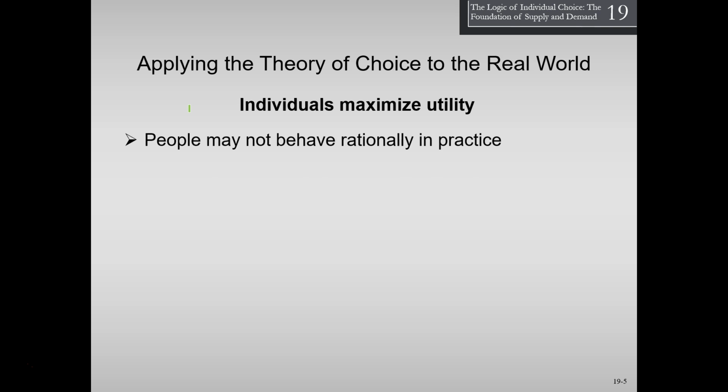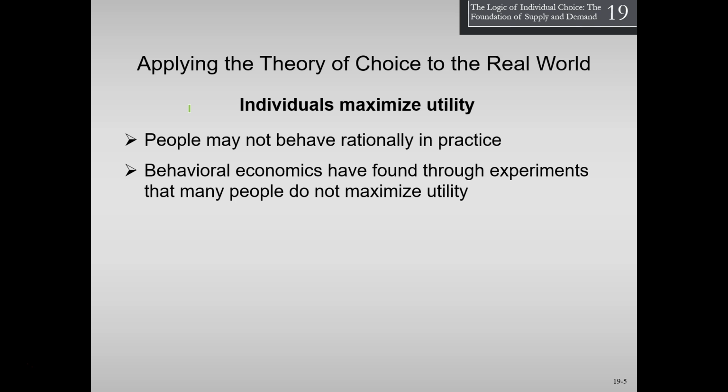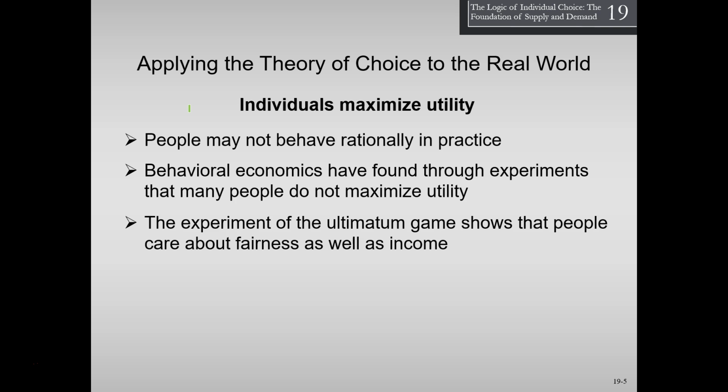which is not easy. So, for example, behavioral economists have found through experiments that many people do not maximize utility. So the experiment of the ultimatum game shows that people care about fairness as well as income. And again, this seems rational to me, right? It is rational for us to make decisions based on what we believe is fair, not just based on the income. So we are getting some type of utility based on what we think is fair.